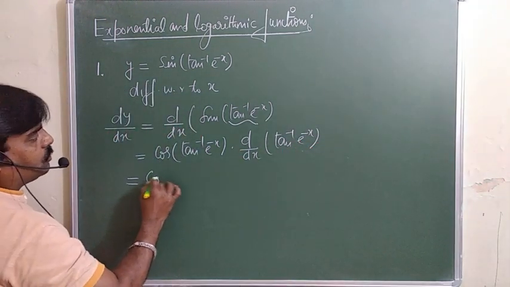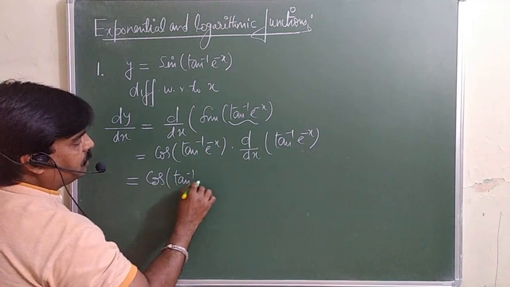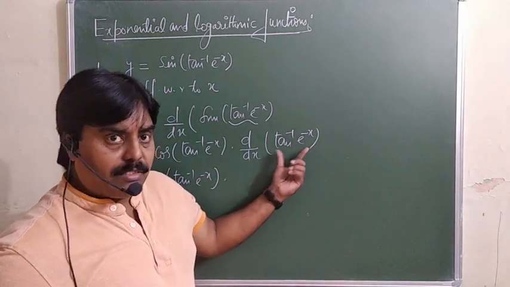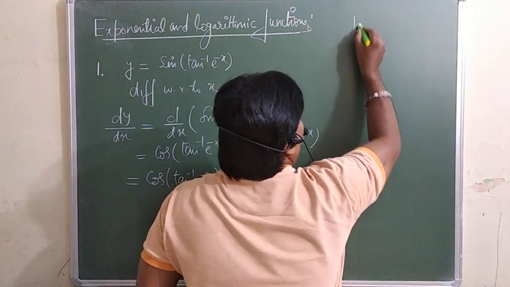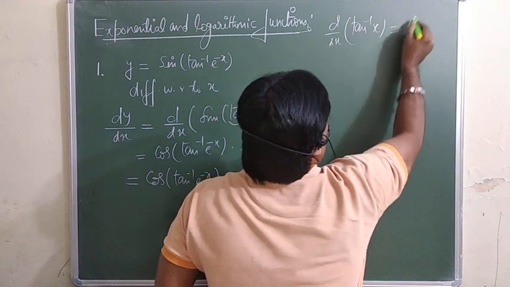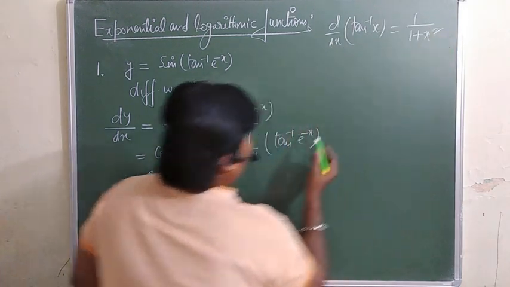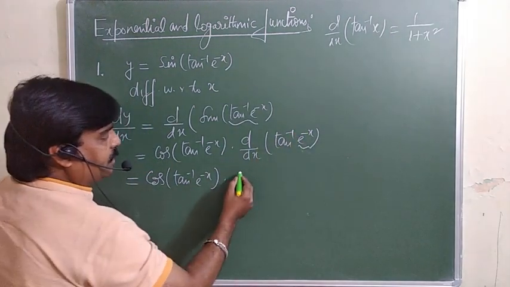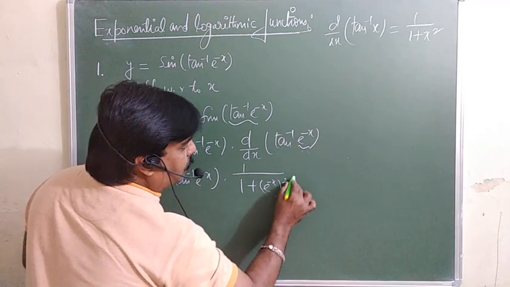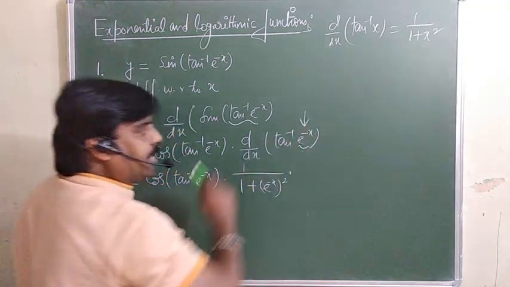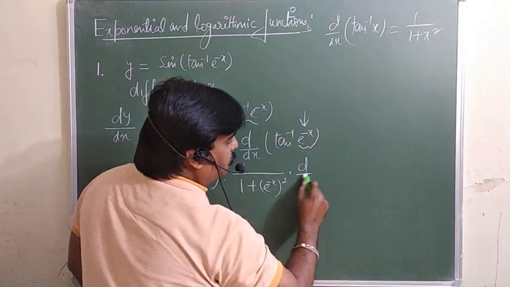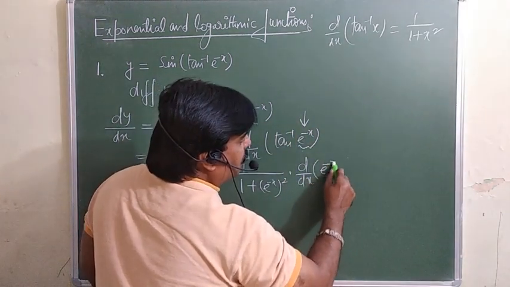So this is cos(tan inverse e raised to power minus x) into, we will now treat it like tan inverse x. You already know the derivative of tan inverse x is 1 over 1 plus x square. Here x is e raised to power minus x, so this can be written as 1 over 1 plus (e raised to power minus x) whole square. Now again we will take the derivative of this one. Here we will apply the chain rule. Remember, chain rule. So the derivative d over dx of e raised to power minus x.